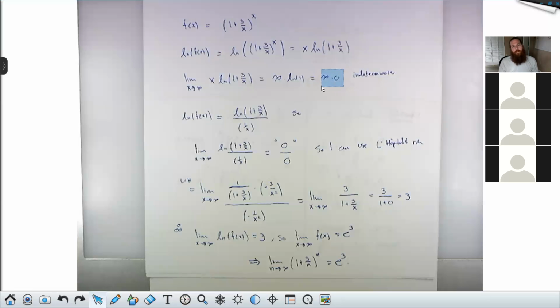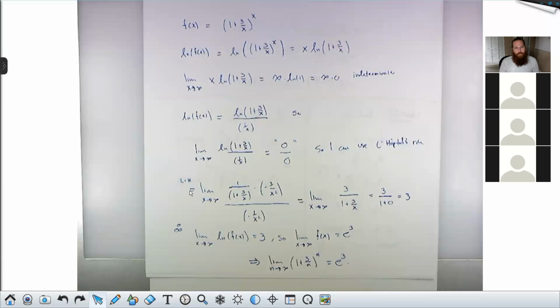To get this into a place where I can do something with it, I need to turn it into an indeterminate ratio, because that's the sort of thing I can apply L'Hopital's rule to. And the trick to doing that is saying, oh, well, multiplying by x is the same as dividing by 1 over x. So I rewrite x times ln(1 + 3/x) as ln(1 + 3/x) divided by 1/x. Now, as x goes to infinity, I'm getting 0 over 0, which is something I can L'Hopital.